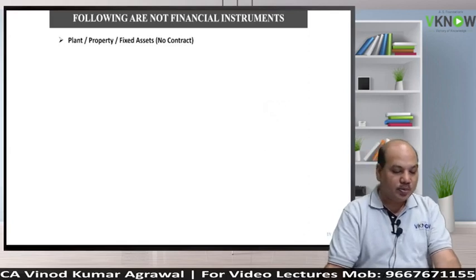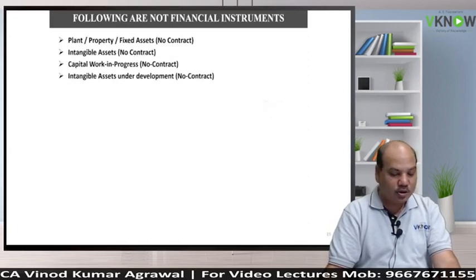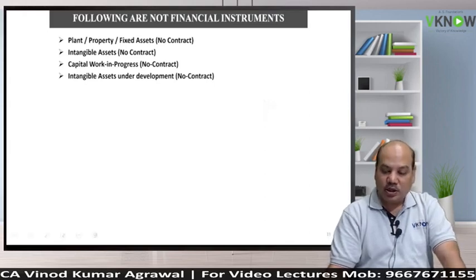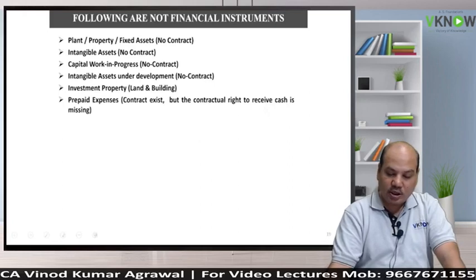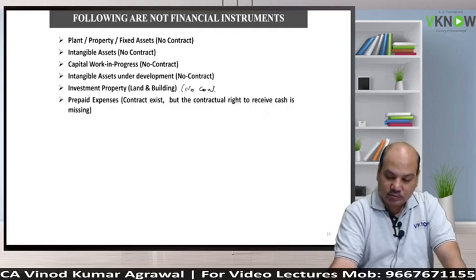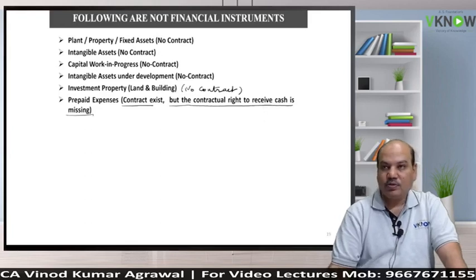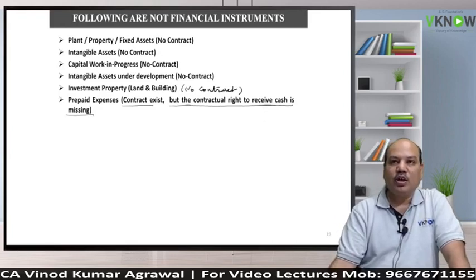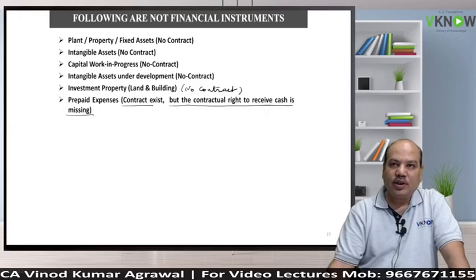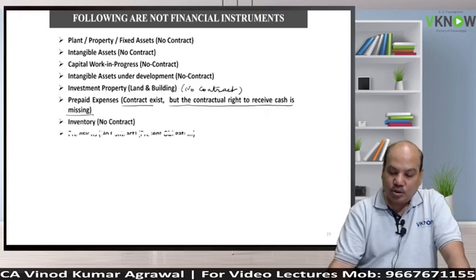So whether plant property and fixed assets are financial instrument? No, because there is no contract. Intangible asset? No contract. Capital WIP? No contract. Intangible asset under development? No contract. Investment property, land and building? No contract. Prepaid expenses? Contract exists, but it is not a financial asset. Why it is not a financial asset? Because there is no contractual right to receive cash. Because a financial asset means you have a contractual right to receive cash. That is missing. And then inventory, no contract.